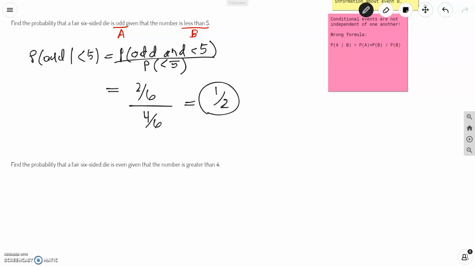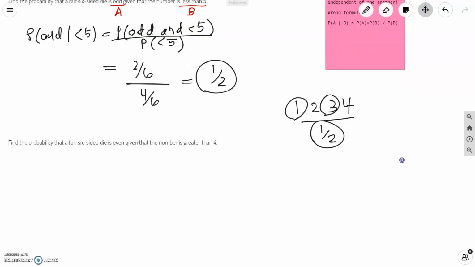And again, we can double check to make sure that our answer makes sense by just thinking it through. Here we're given that the number has to be less than 5. So that means we're limited down to 1, 2, 3, and 4. Out of these 4 numbers, 1 and 3 are the only numbers that are odd. And so using this logic, we find that 1/2, or 2 out of the 4 numbers, are odd, given that the number is less than 5. So again, make sure that you always double check that your answers make sense.